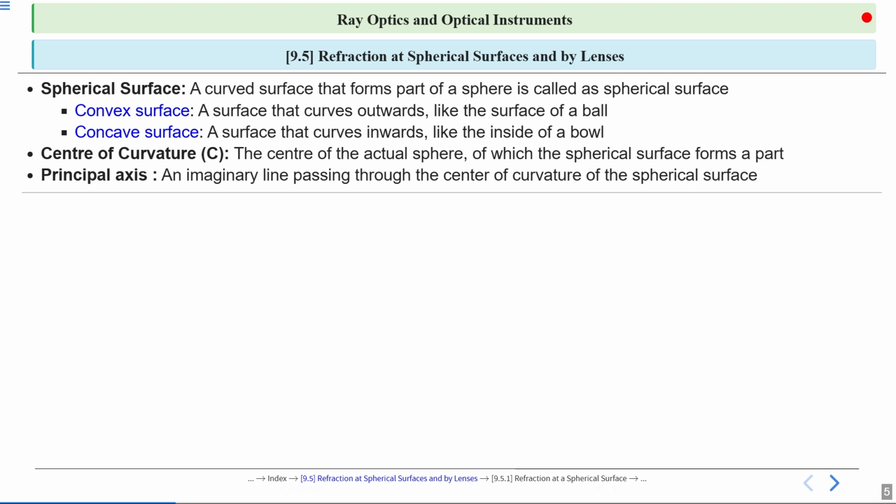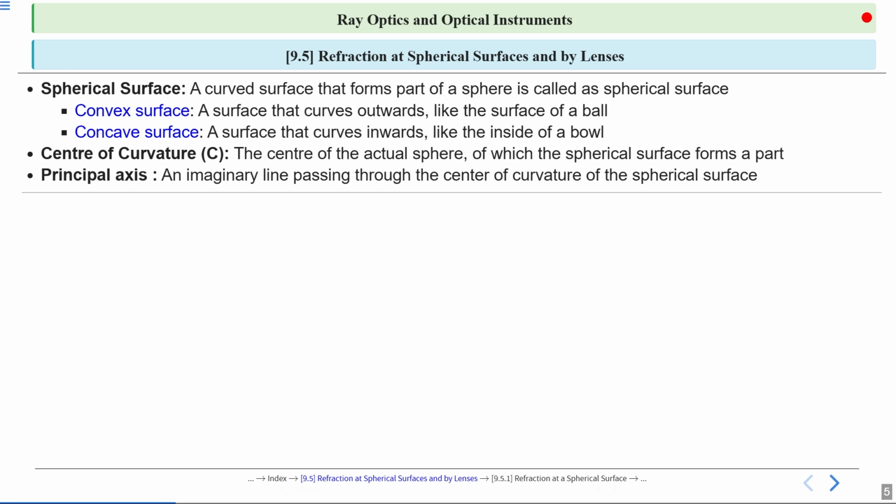In the case of spherical refracting surfaces, there is a midpoint of the spherical surface, like the pole. We will connect this midpoint with the center of curvature of the spherical surface and extend it on both sides. That will be the principal axis. It is an imaginary line passing through the center of curvature. It's like the backbone of the lens, helping us predict the path of light rays as they pass through. Understanding the principal axis is the key to mastering ray diagrams.